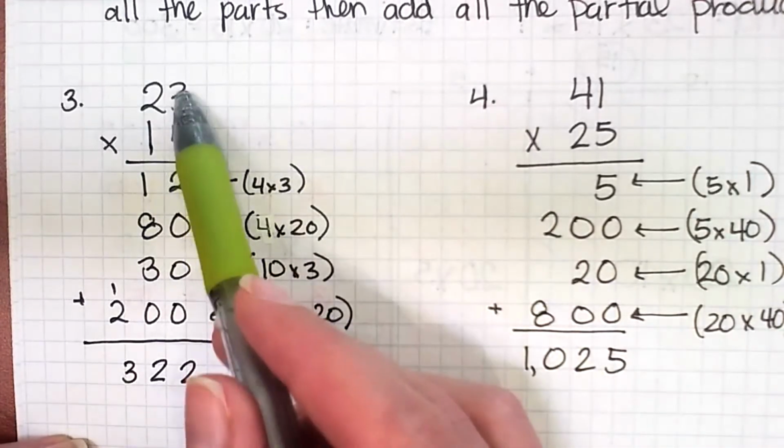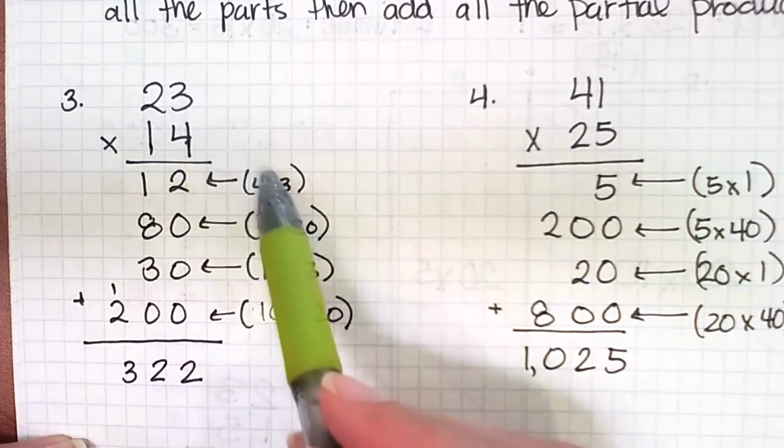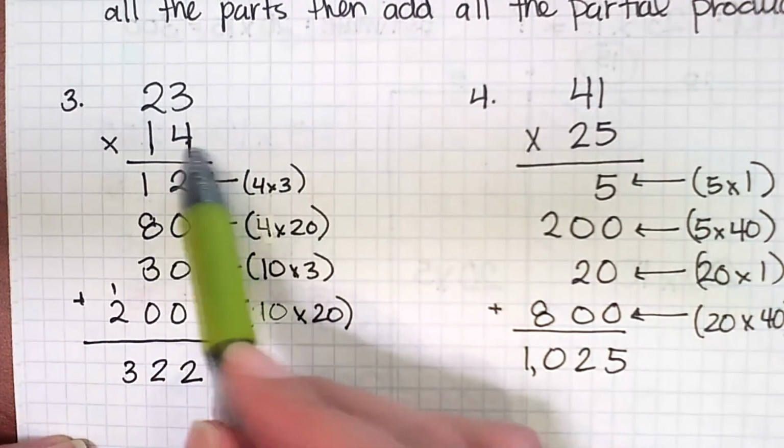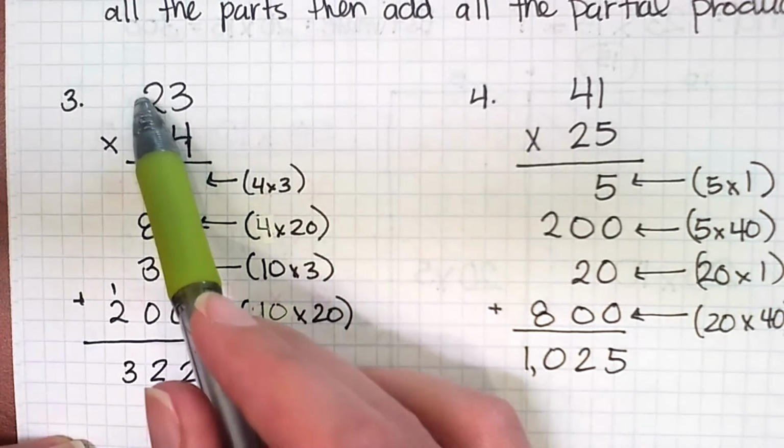So first I did the 4 in the ones place times the 3 in the ones place. So 4 times 3 gave me 12. So I wrote that number right here. Then I need to do the 4 times the number here in the tens place.